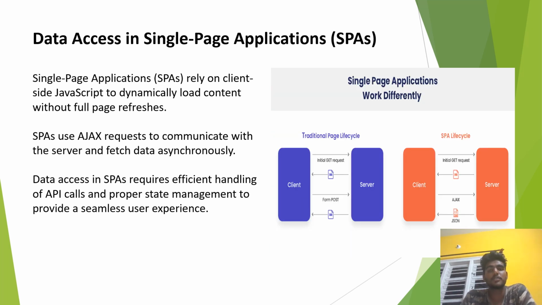Data access in single page applications. Single page applications, SPAs, rely on client side JavaScript to dynamically load content without full page fetches. SPAs use AJAX requests to communicate with the server and fetch data asynchronously. Data access in SPAs requires efficient handling of API calls, and proper state management to provide a seamless user experience.